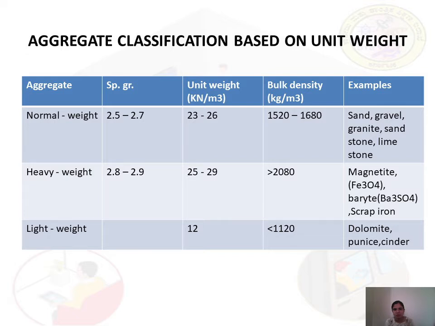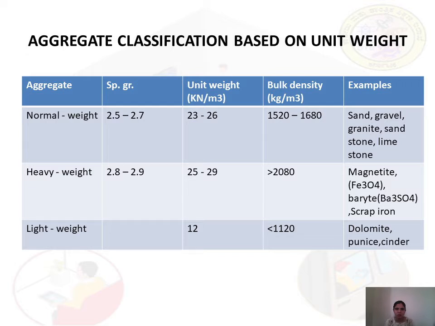The unit weight in kilonewton per meter cube is shown for normal weight aggregates, heavy weight aggregates and lightweight aggregates. You can see the unit weight. The unit weight of normal weight is 23 to 26, heavy weight is 25 to 29 kilonewton per meter cube, and for lightweight aggregate it is 12 kilonewton per meter cube, and the bulk density is also shown in kg per meter cube.